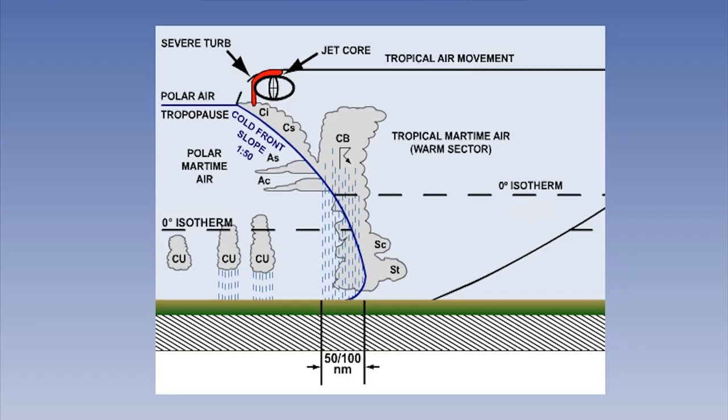There are some other interesting things to note on the diagram. The 0-degree isotherm falls in the colder air behind the front. The break-off fold in the tropopause. The jet stream, positioned in the warm air with the direction of the flow going into the screen.